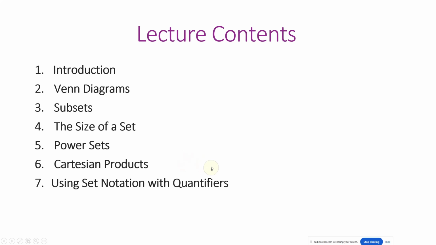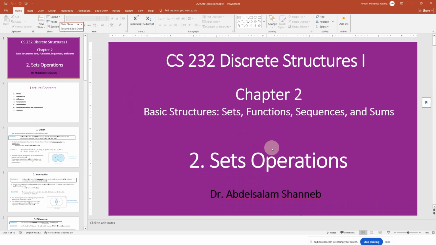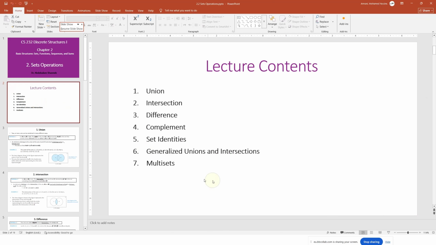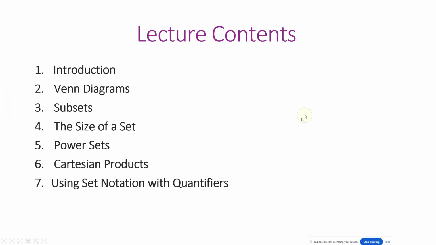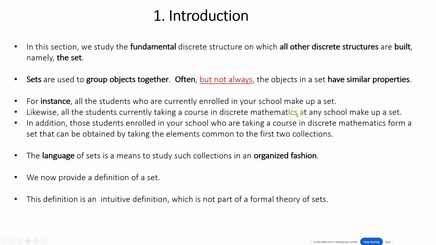The second part is going to be about set operations. We'll talk about the union, the intersection, the difference, the complement, the set identities, and multi-sets. So these are big words, but they mention some very easy things. However, I need your attention as soon as I'm talking about something not clear. Just go ahead and ask a question. So let's talk about it.